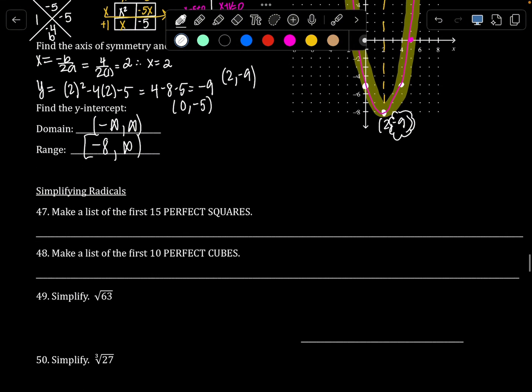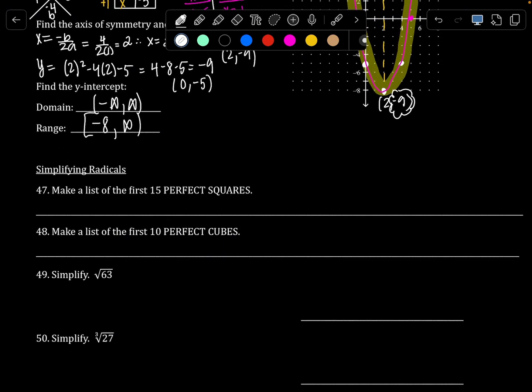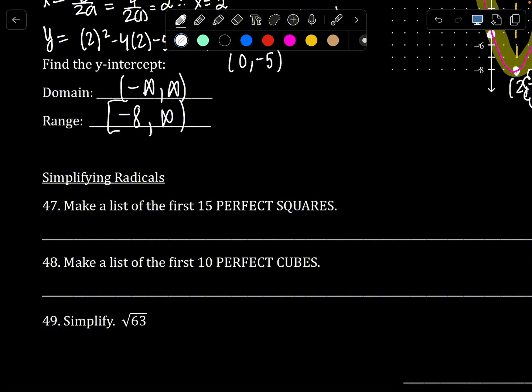I do want to get all the way through problem 50, and then we'll take a short break. So why don't you take a moment to write a list of the first 15 perfect squares, and then make a list of the first 10 perfect cubes. I'm going to put a big cloud over 47 and 48 because I think those are good things to put on your flashcard. Think about square numbers. You square 1. You square 2. You square 3, etc., etc. See if you can write that list down.